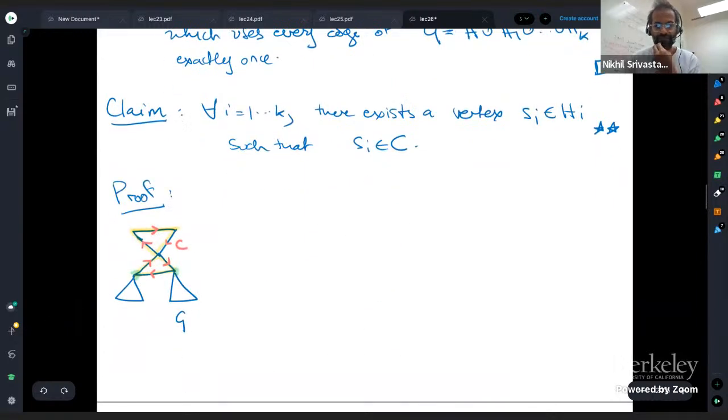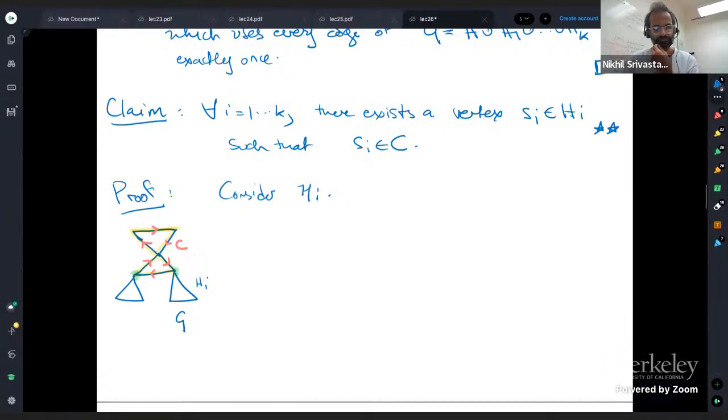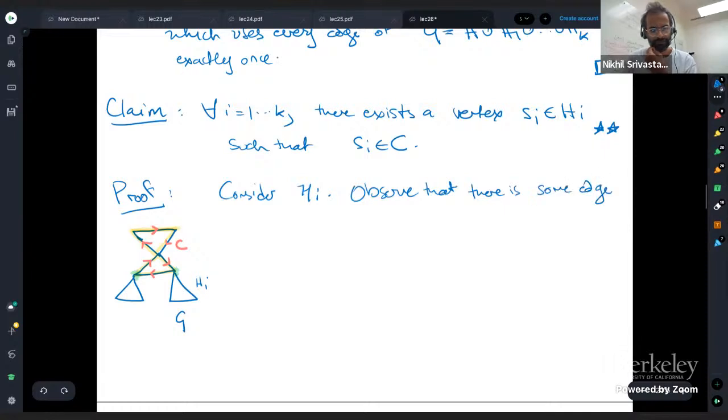Well, okay, so let's say I have some Hi. So consider Hi. So fix some i and look at that Hi. Now the main claim is that there has to be an edge incident with one endpoint in Hi and one endpoint outside Hi. Okay, so observe that there is some edge, let's call it SiTi, in G, in the big graph, such that Si is in Hi, but the other endpoint is not in Hi.